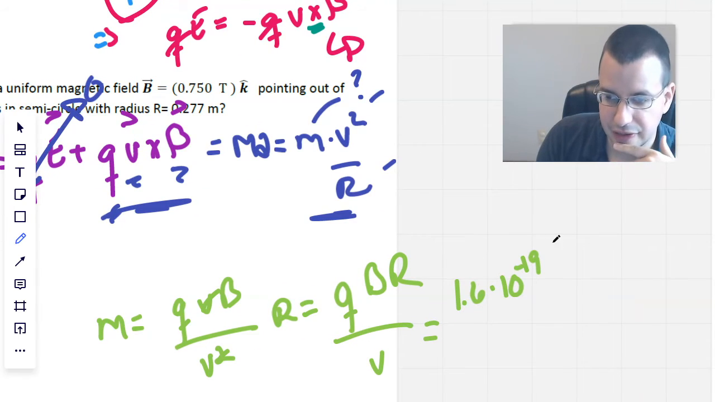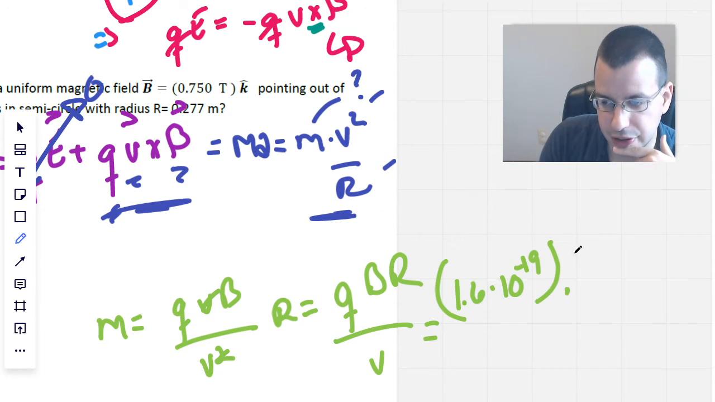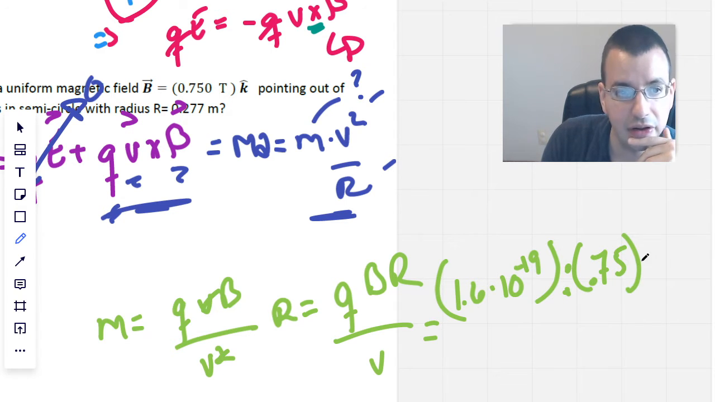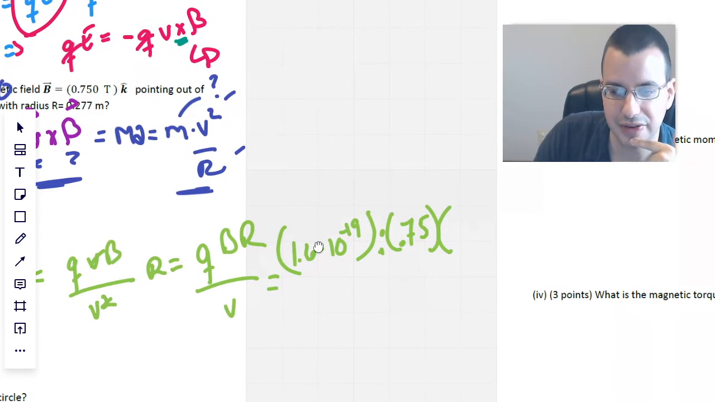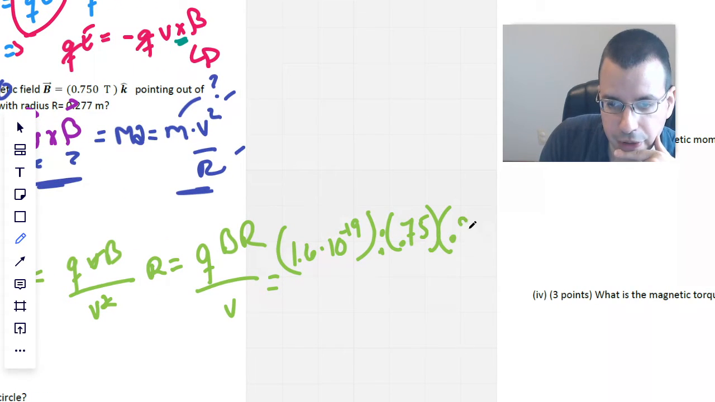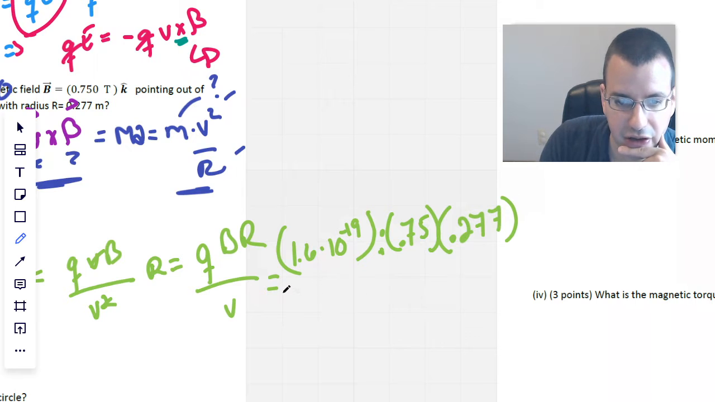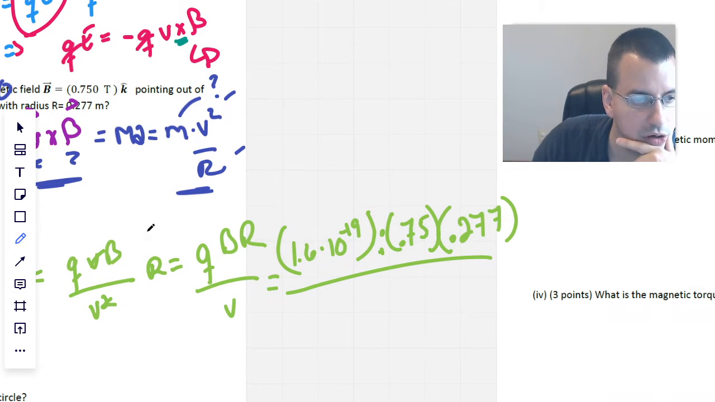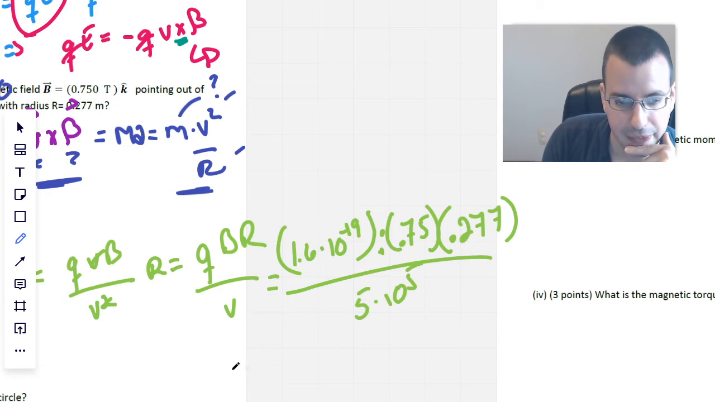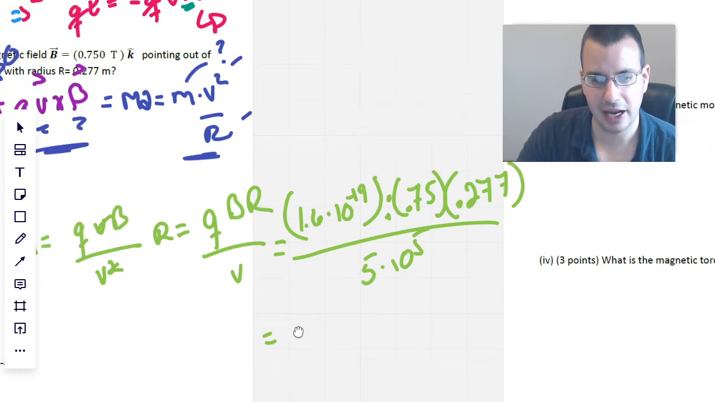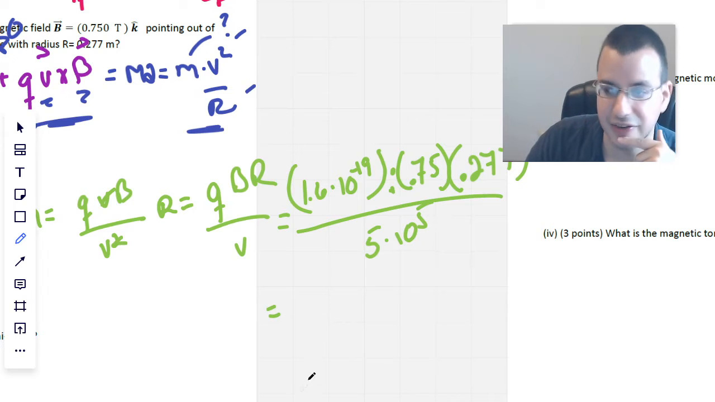Times 0.75. There we go. 0.75 times radius, which we're told is 0.277, all over velocity, which is 5 times 10 to the 5th. Okay, so I'm going to put this in the calculator, but I'm going to leave off the negative 19th and the 5th.